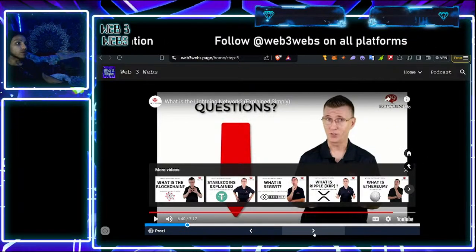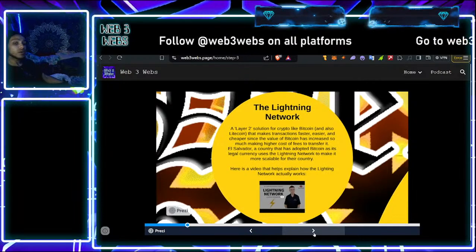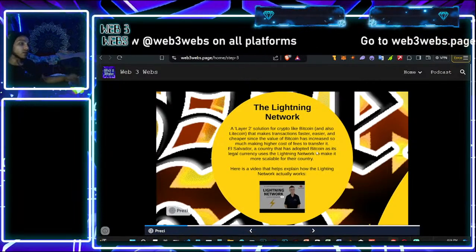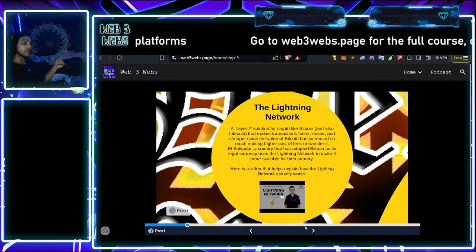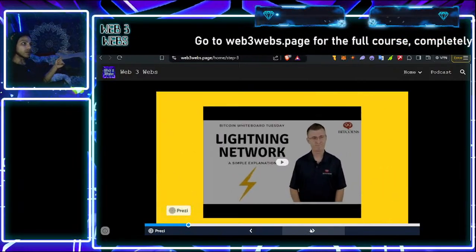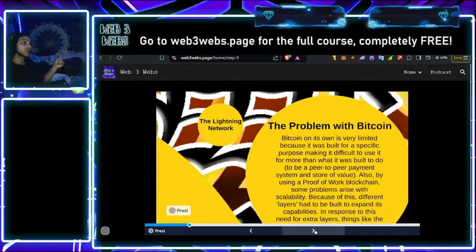But just wanted that quick explanation there for the Lightning Network to kind of get a better understanding of how that works, why layer 2s are necessary, stuff like that. And one of the layer 2 options that are out there for Bitcoin that is actually used the most.